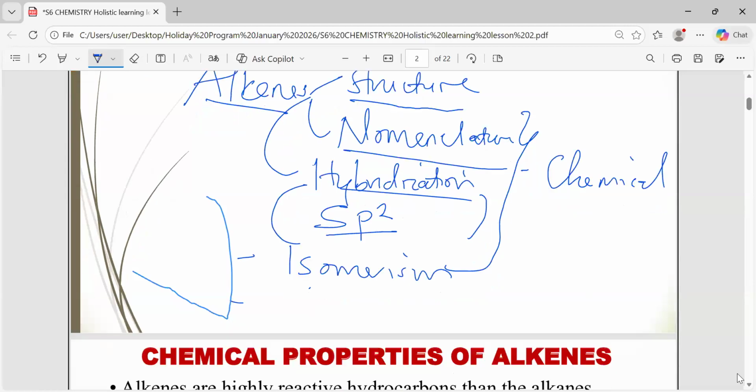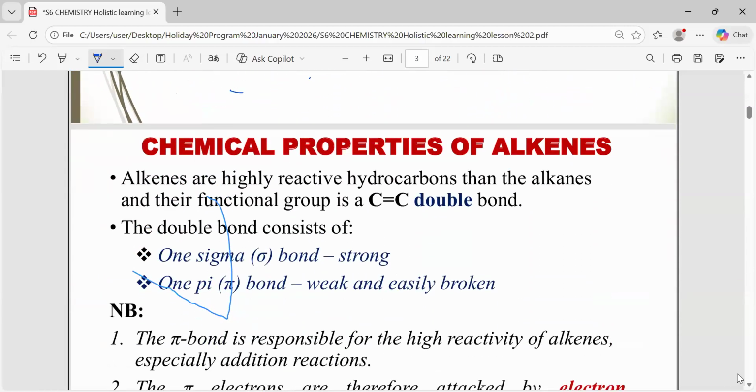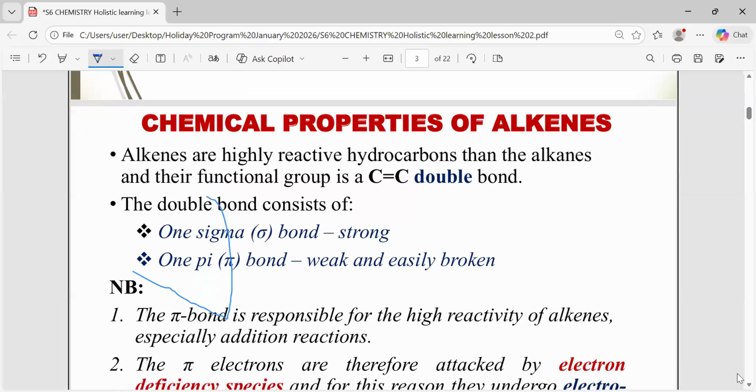And as I said, if we have any inquiry, any issue, let's keep on using the chat section, and also we keep on raising our hands. So, chemical properties of alkenes. Let me have one person read for us those 2 points by show of hands. Who can take us through the first 2 points?